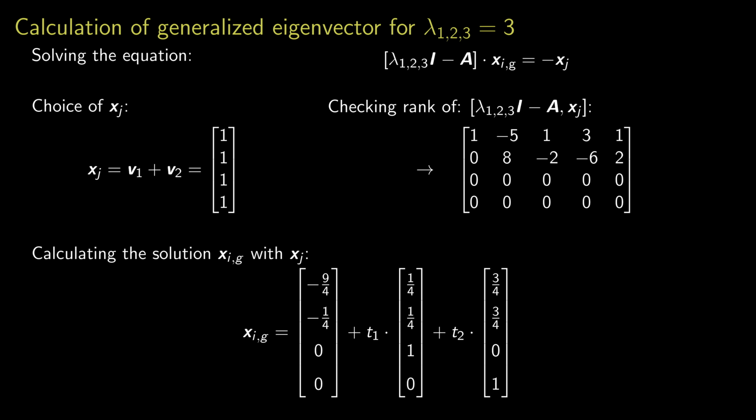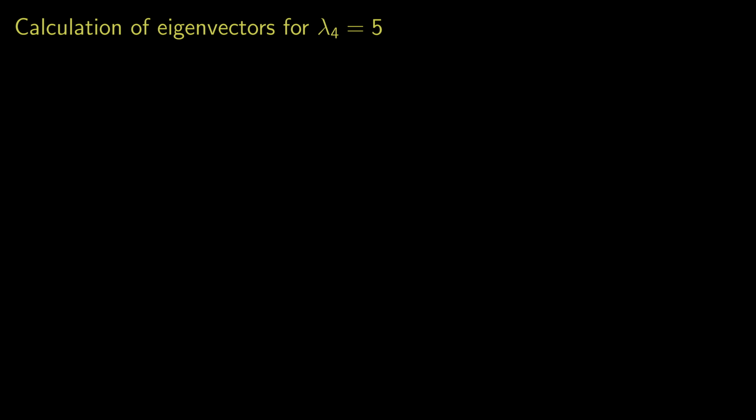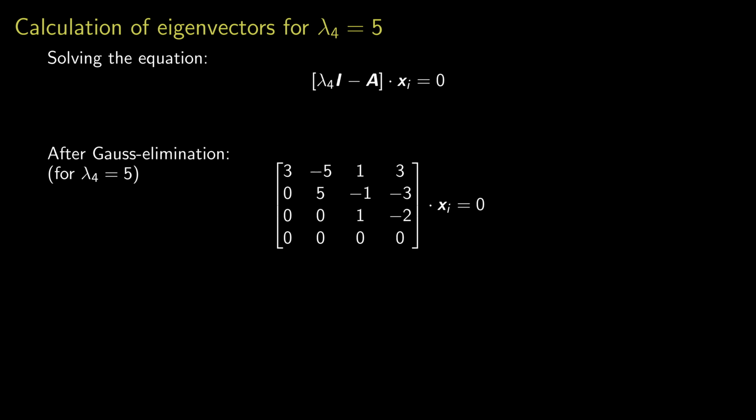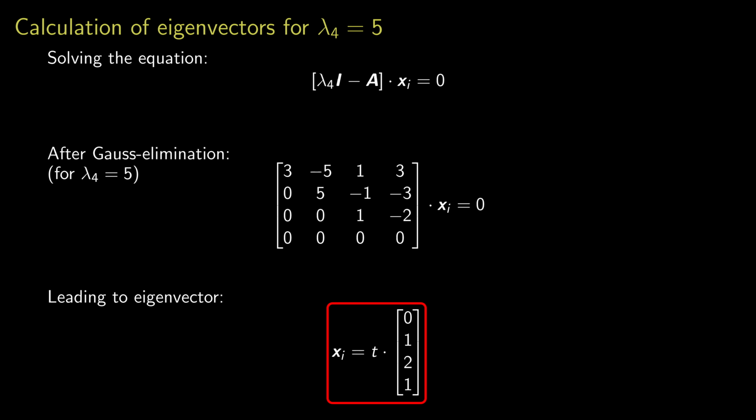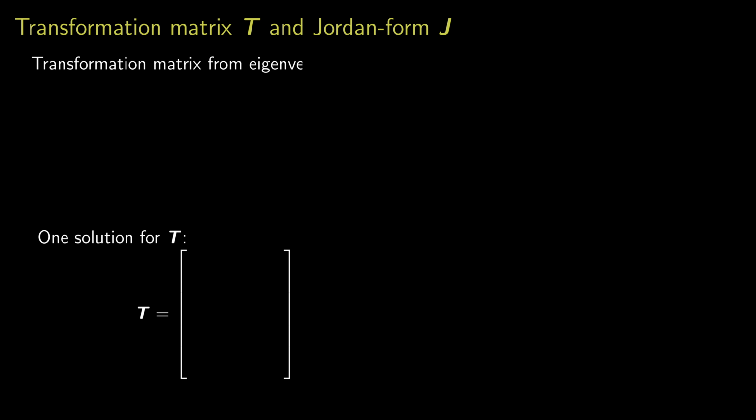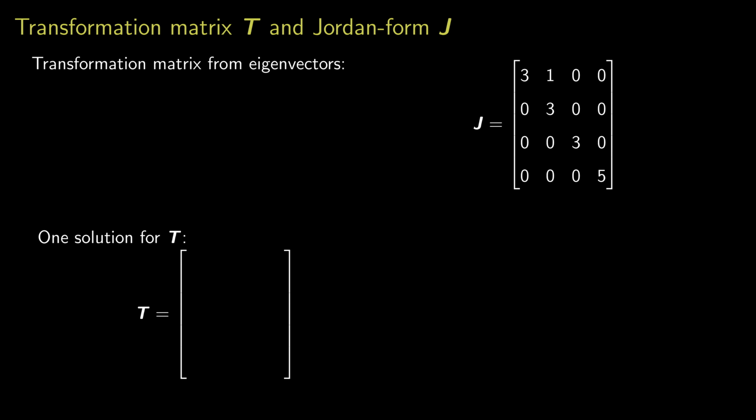Now for the last two steps. First calculate the eigenvector for a second eigenvalue of lambda is equal to 5. First the Gauss elimination, and afterwards solving leads to this eigenvector here. At last, we can assemble the transformation matrix T and calculate the Jordan form J of the matrix. I will just put the finished Jordan matrix up here for reference while talking about the assembly order so that I can point to the resulting blocks.